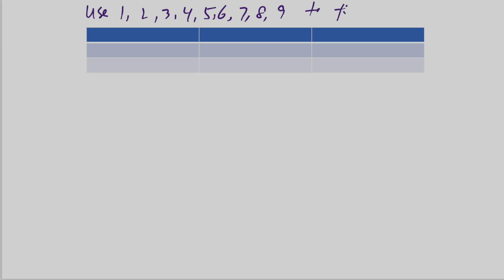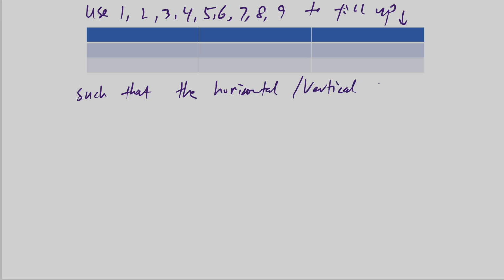So the question says, use 1, 2, 3, 4, 5, 6, 7, 8, 9 to fill up the table below such that the horizontal or vertical or diagonal sum are the same.